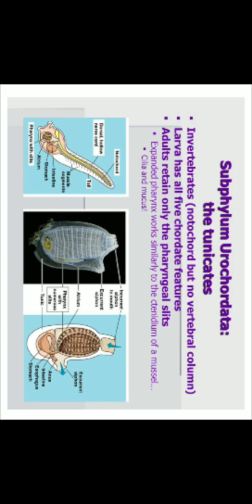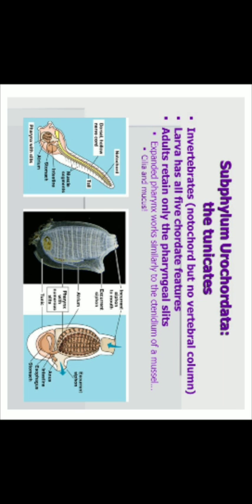The expanded pharynx works similarly to the ctenidium of a mussel. Cilia and mucus are also seen. These are the organisms where notochord is present only in the tail of the larva, hence the name Urochordata is given to them. Notochord is lost during metamorphosis, so during the changes from the larval stage to the adult, the notochord is lost. The pharynx has many gill slits.